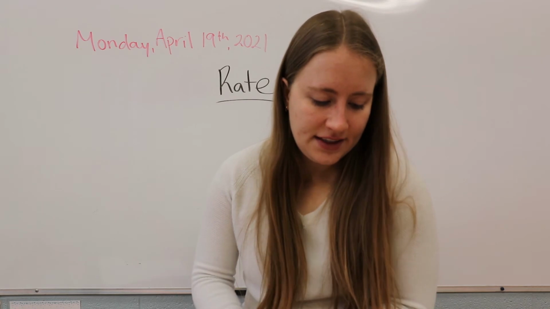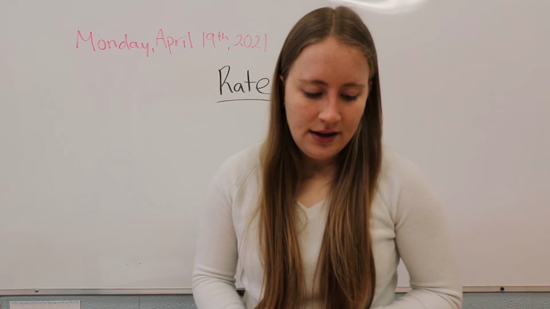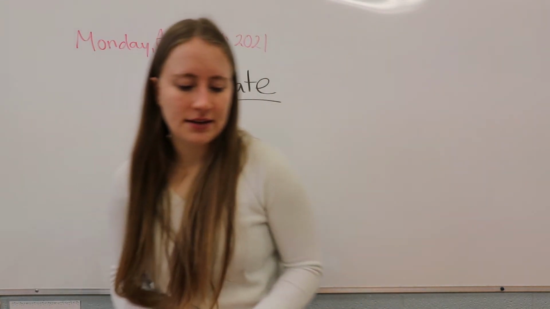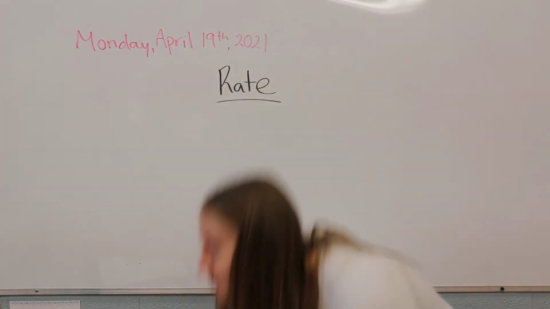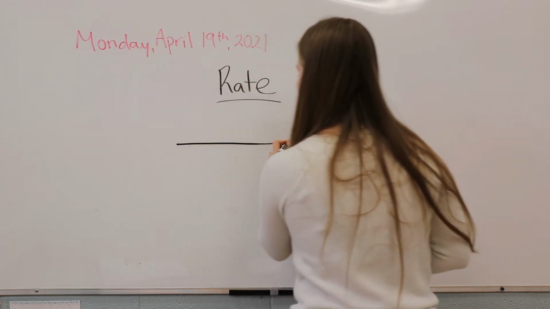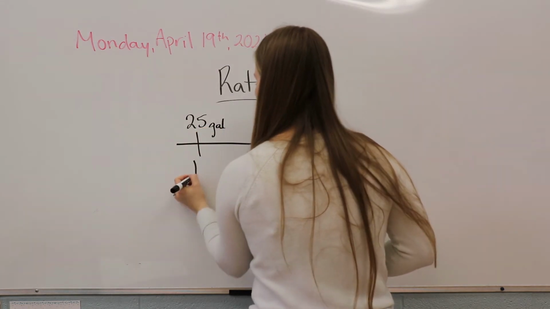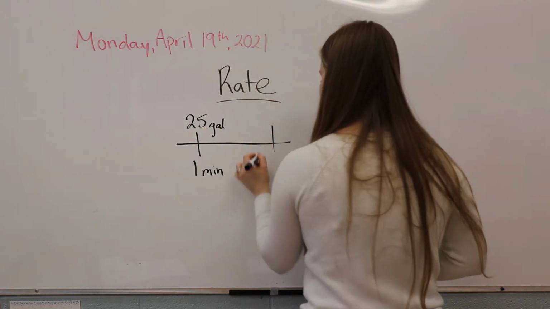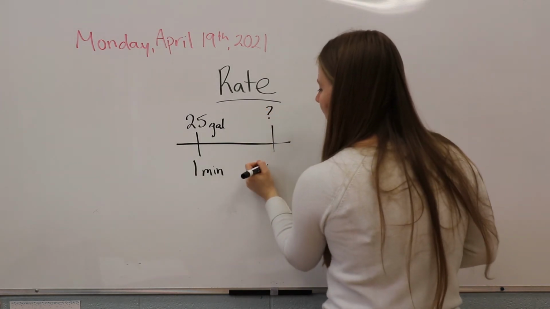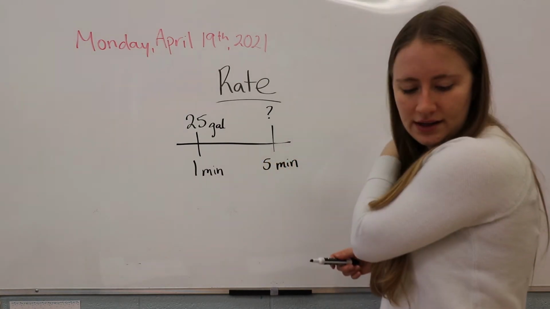Number 5 says water is flowing from a tap at the rate of 25 gallons per minute. A is asking us how much water can be collected from the tap in 5 minutes. Just like the little thought bubble has, we're going to start with our line diagram. So we have 25 gallons per 1 minute, and it's asking us how many gallons will come in 5 minutes. That's what our line diagram looks like.